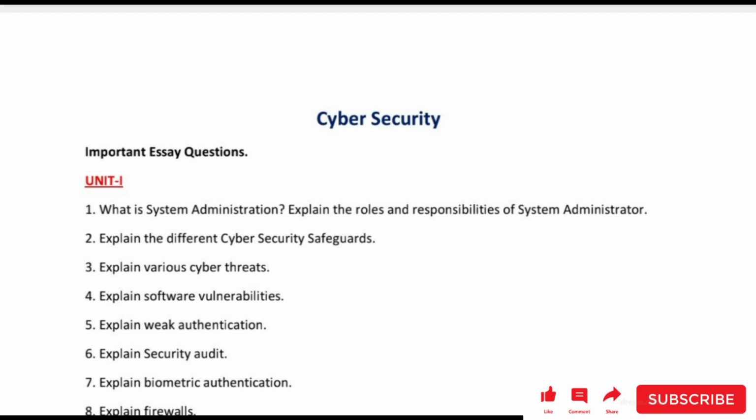As we have told you already, in association with VSP Unity, your Vishwan Computer is providing the important questions on cyber security. This is the subject of BCom final year and it is optional. You can select cyber security or multimedia. So if you have selected cyber security, these are the important questions.